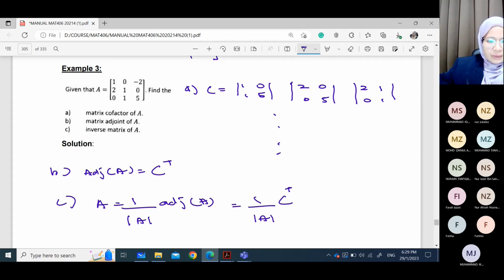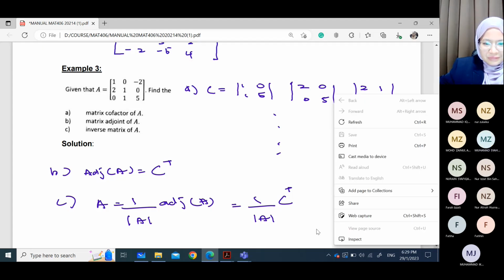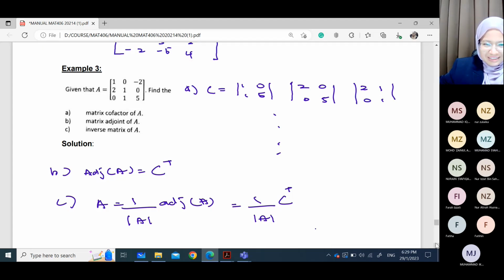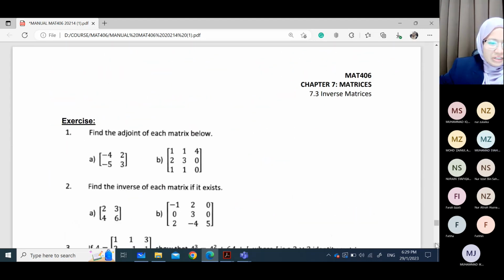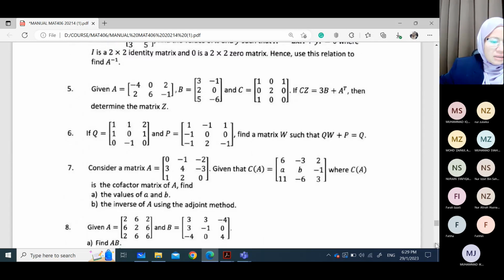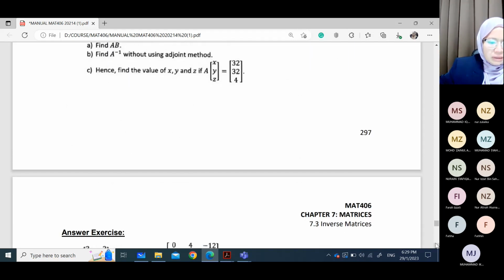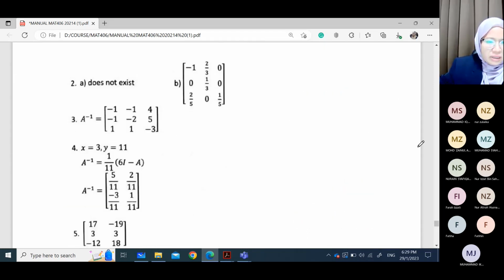Alright, boleh? Okay. Ada soalan tak? Tak ada. No. Okay, very good. Ni adjoint for each. So ada exercise dekat sini berserta dengan jawapan. Jawapan ada di bawah itu. Okay, so boleh practice. Does not exist.